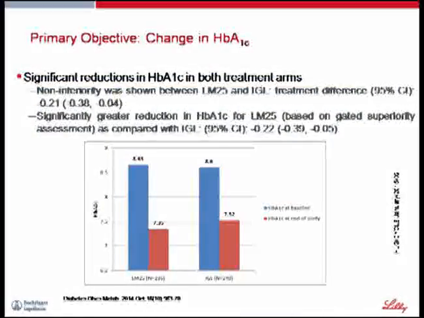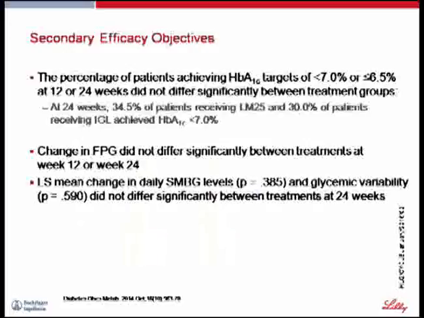it shows that there was significant reduction in HbA1c in both arms. Both arms were almost good. Only the HbA1c values were slightly better in the premixed arm when compared to the glargine plus insulin lispro arm. The percentage of patients achieving HbA1c targets of less than 7 at 12 or 24 weeks did not differ significantly, but there was a slight edge to the premixed arm.